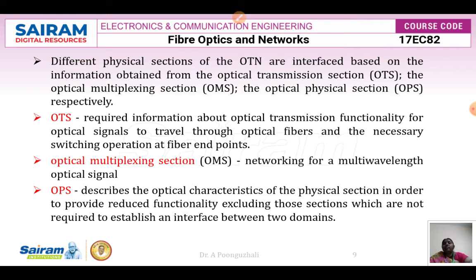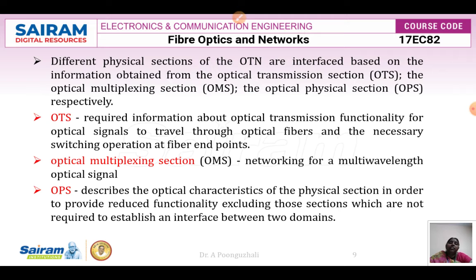Here the different physical sections of the optical transport network are interfaced based on the information obtained from the optical transmission section, optical multiplexing section and optical physical section. The optical transmission section, as the name itself tells, carries the information about the optical transmission functionality for the optical signals to travel through the optical fibers, and the necessary switching operation is done at the fiber endpoints.